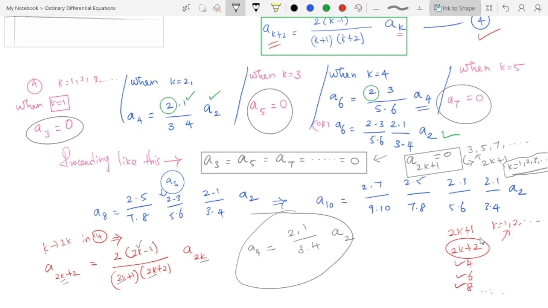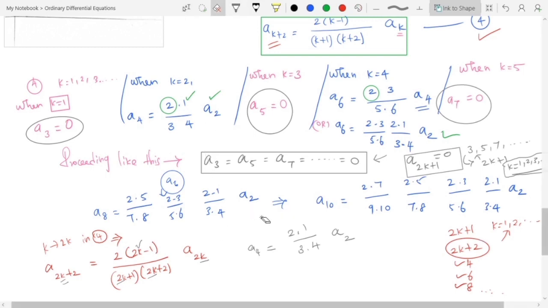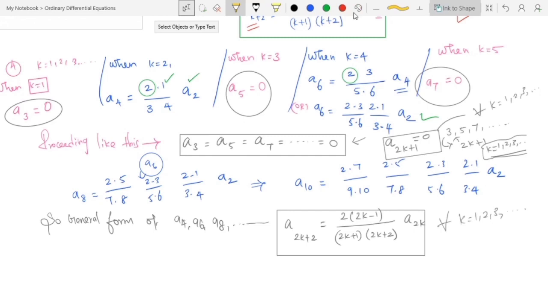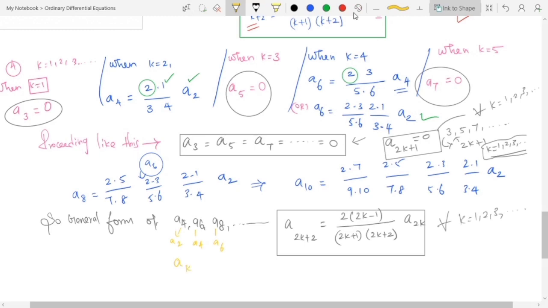Obviously, you get the same. Similarly, replacing k by 2, you get a6. Note the point here: a4 in terms of a2, a6 in terms of a4, a8 in terms of a6. That means if it is ak, that is in terms of ak minus 2. Similarly, a2k plus 2 in terms of a2k plus 2 minus 2, that is a2k.